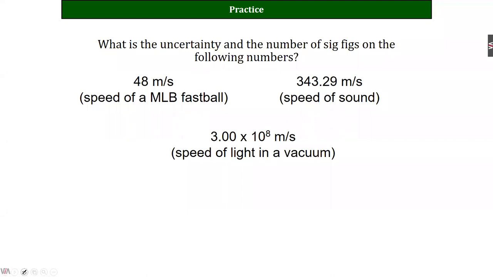Speed of sound at sea level. How many sig figs? Five. Where's the uncertainty? Hundredths place. You could be off by 0.01. That's different than the speed of light that I wrote up on the board a few minutes ago, right? But I did stop writing when I got to that same place, right? The hundredths place when it was in scientific notation. Because that's where I could not remember the number off the top of my head anymore.